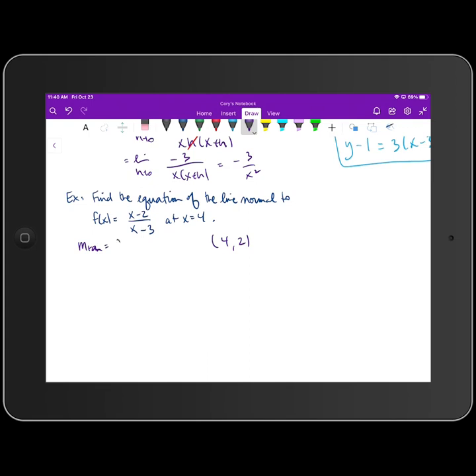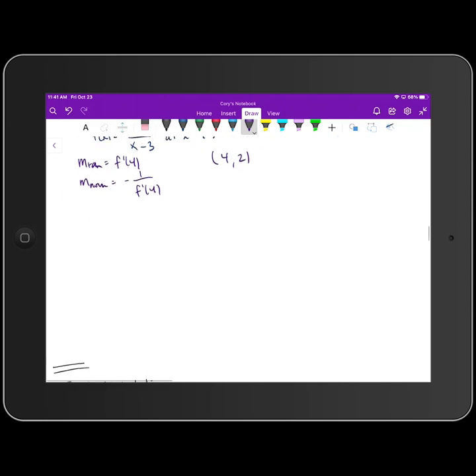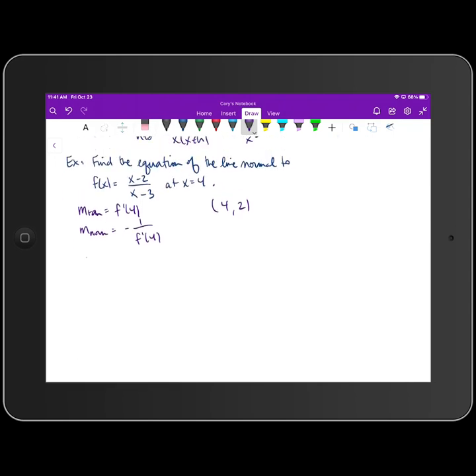Okay, so to get the slope of the tangent line, we need to calculate what f prime of 4 is going to be. And then the slope of the normal line is going to be the negative reciprocal of that. So that's going to be negative 1 over f prime of 4.